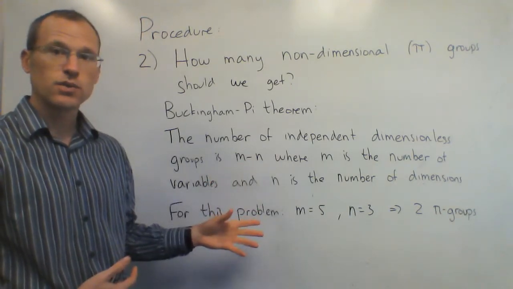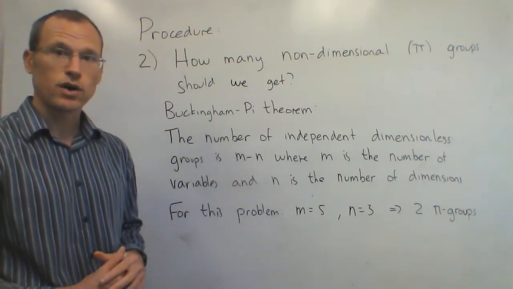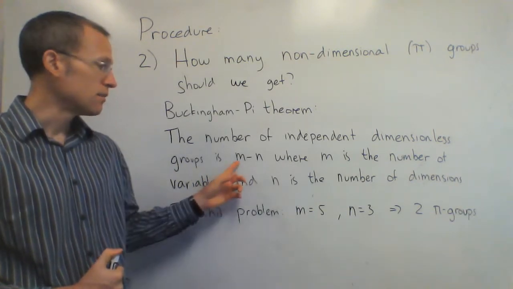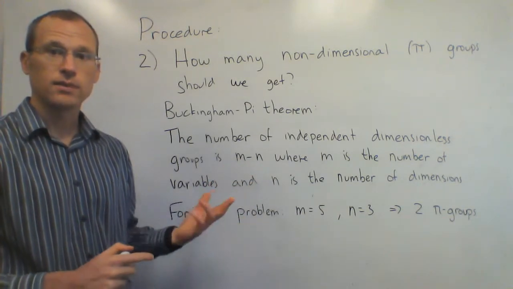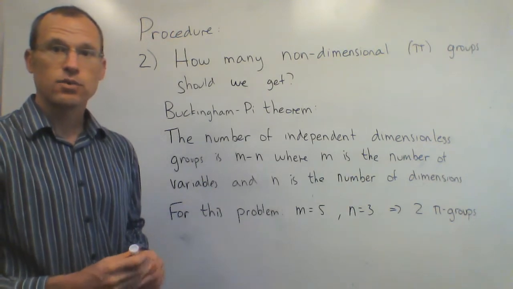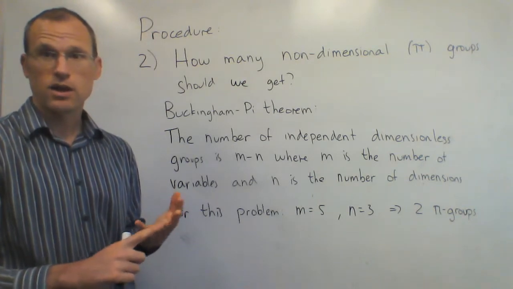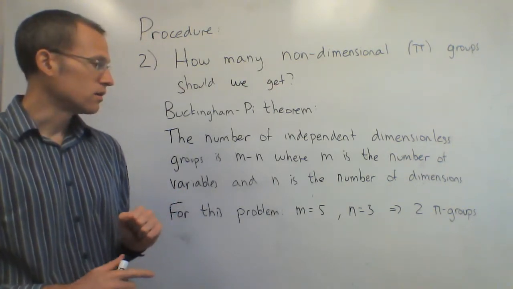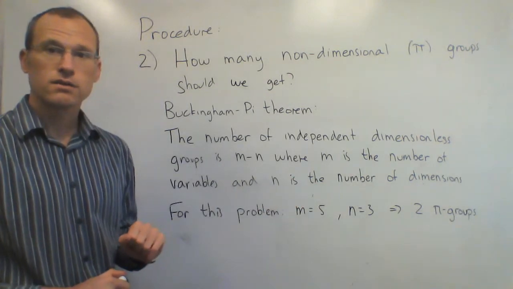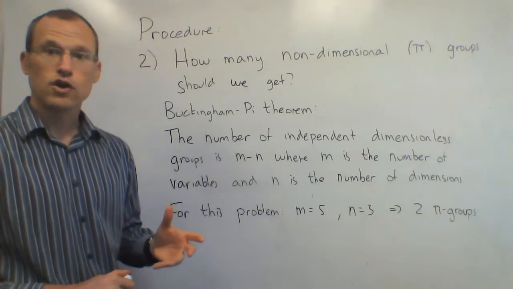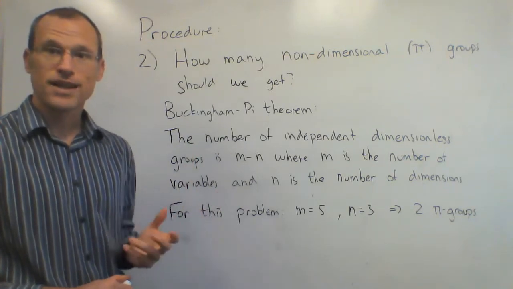For my current situation, the drag on the sphere, we saw we had 5 variables, including the drag force, what we wanted to have, so make sure you include that. So m in that case was 5. N, the number of dimensions: in the previous step, we saw we had dimensions of length, mass, and time. So 3 dimensions there. So what we're going to end up with for my 5 variables is 2 pi groups. I should end up with 2 variables essentially, those variables being dimensionless numbers. So hopefully by the end of this procedure, that's what I'll have.